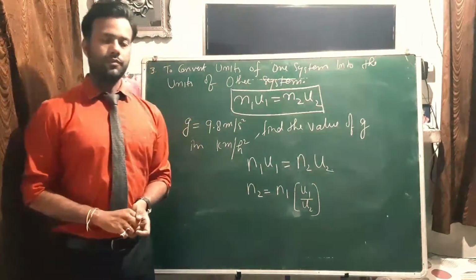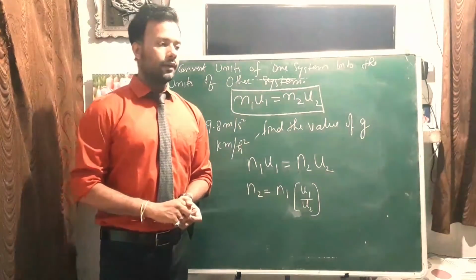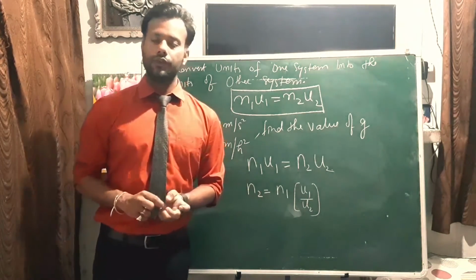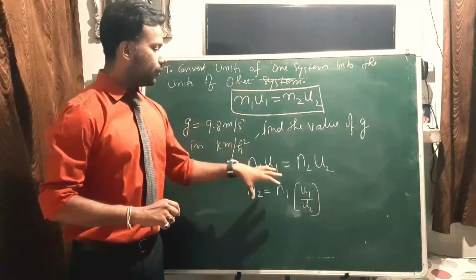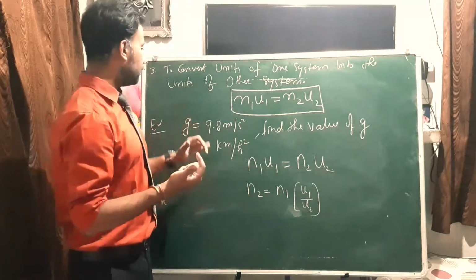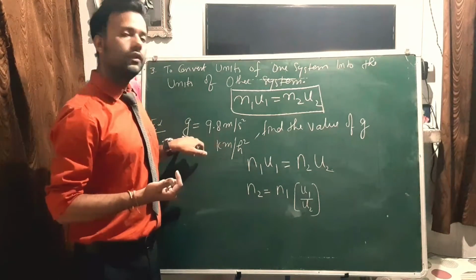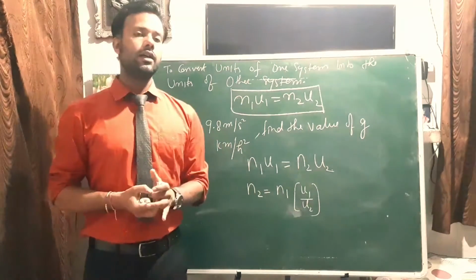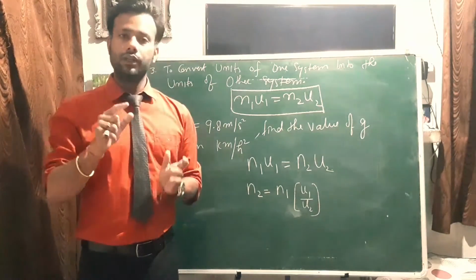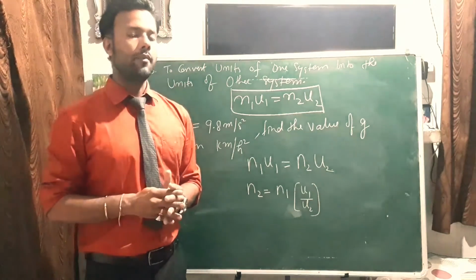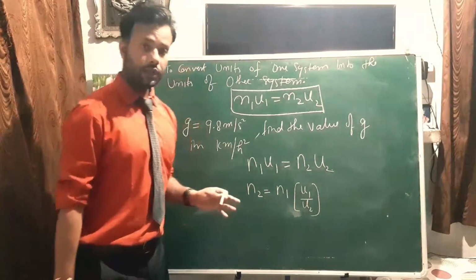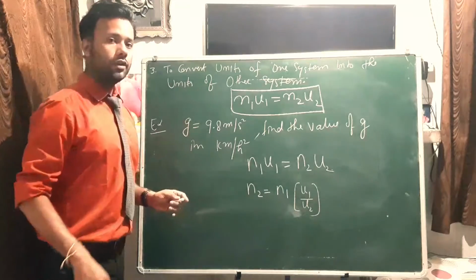Now the important point comes. In the place of U1 and U2, we have to put the value of the dimension formula for the given quantity. So basically here we have g. g is nothing but the acceleration due to gravity, and we know the dimension formula for the acceleration, right? I'm drawing it. You can take a screenshot.